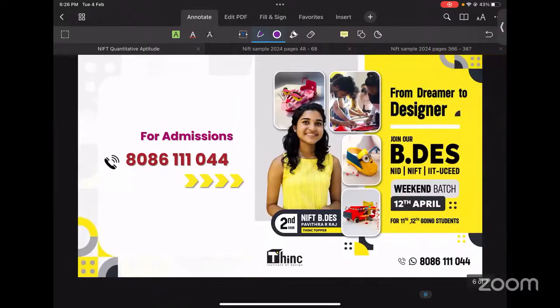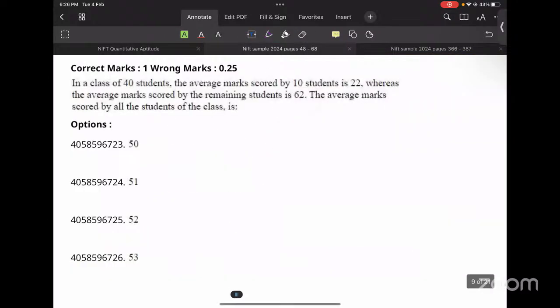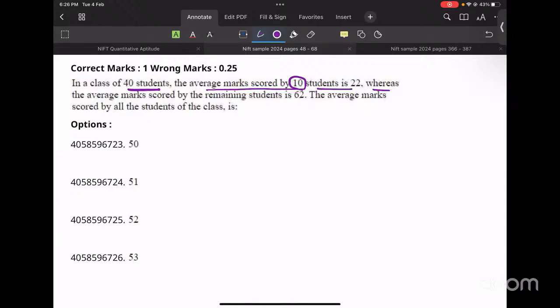Okay, so now we will be solving that question once again over here. 40 students. Average marks scored by 10 students is 22, whereas average marks scored by the remaining is 62. Total 40 students. So the concept is weighted average. N1 x1 plus N2 x2 by N1 plus N2. This is the formula for weighted average.